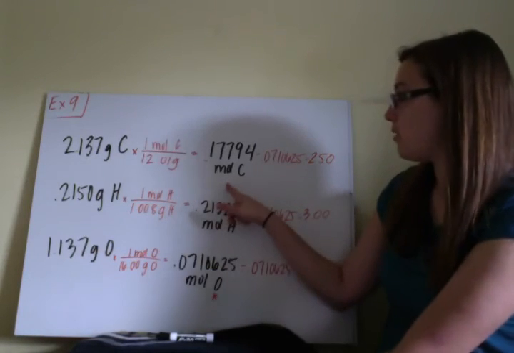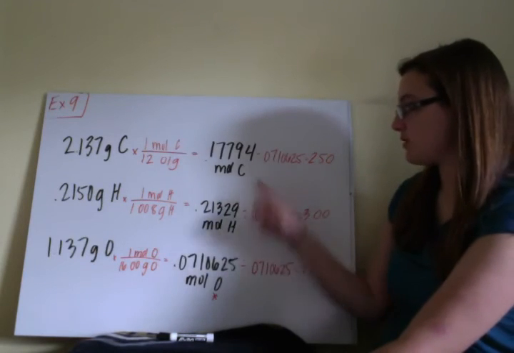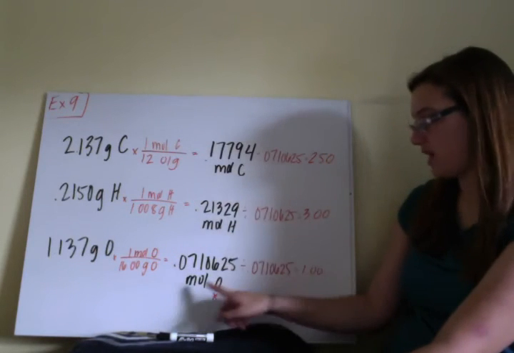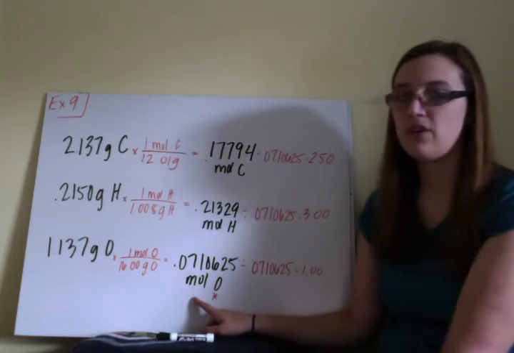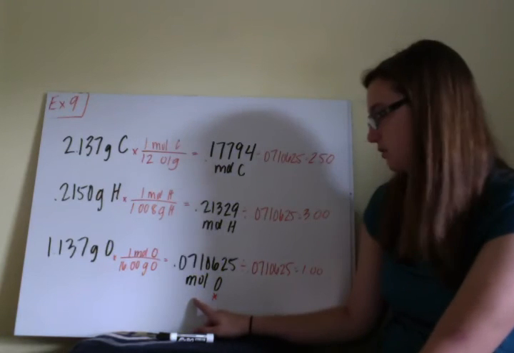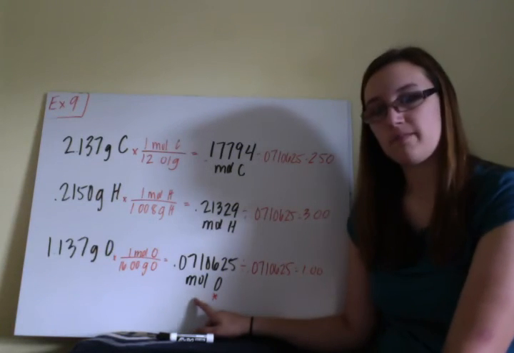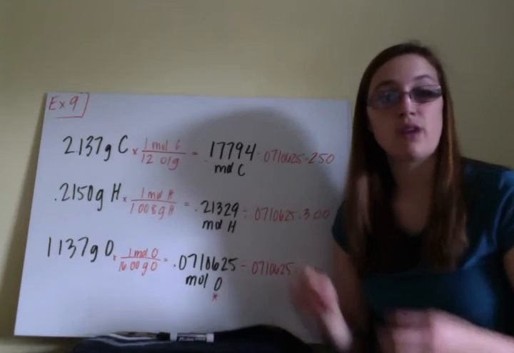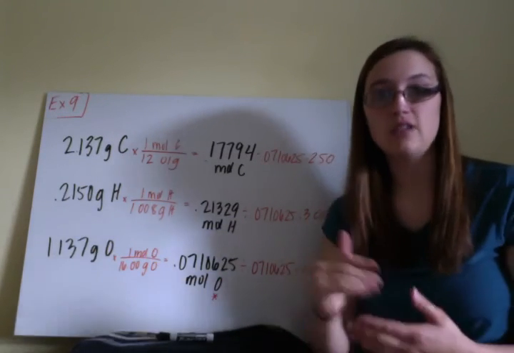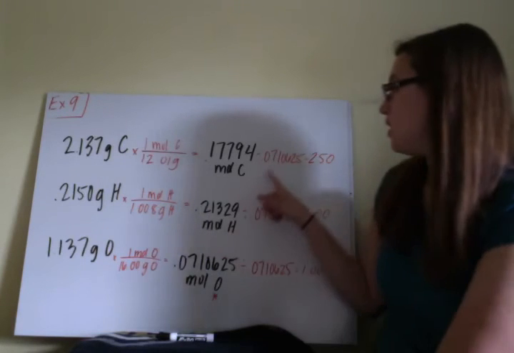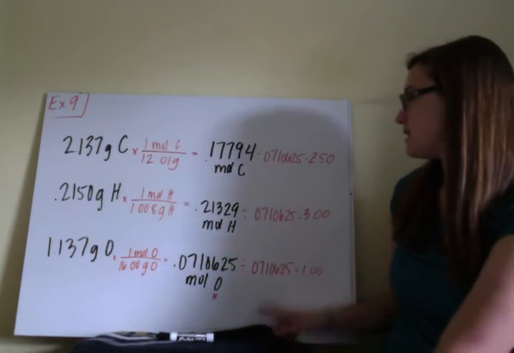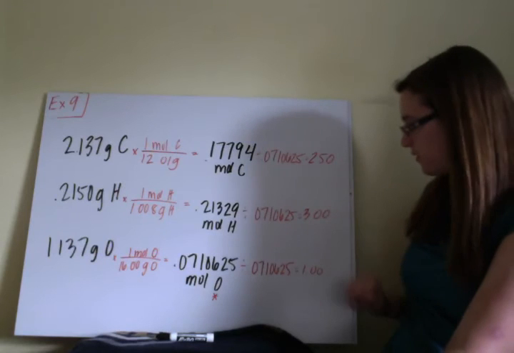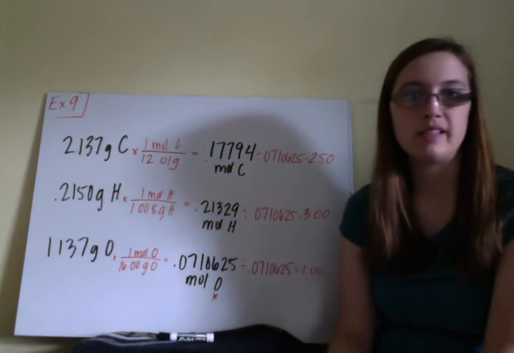So I have 0.17794 moles of C, 0.21329 moles of H, and 0.0710625 moles of oxygen. Okay, that's my smallest number. So what I'm going to do is I'm going to find the ratio by dividing each by the smallest number. When I divide each by that smallest number, I get 2.5, 3.0, and 1.0.